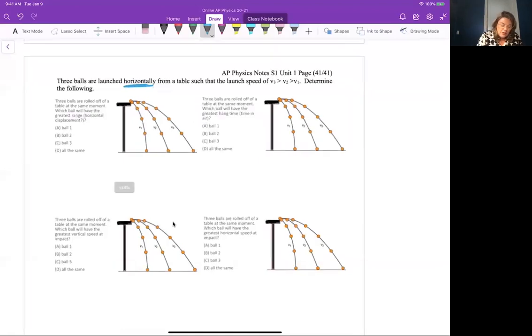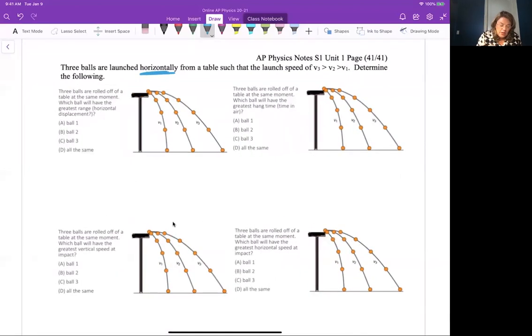Determine the following. 3 balls are rolled off. Which ball will have the greatest range? That's delta x. Well, what is delta x? It's equal to Vx times time, okay? Well, obviously the picture kind of tells you, we know this doesn't change, but what you may not realize is that the time that it requires to hit the ground is the same.